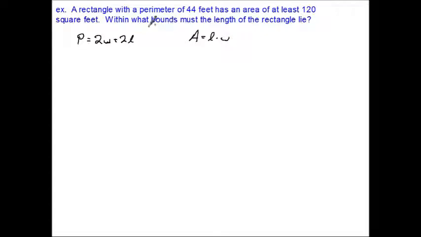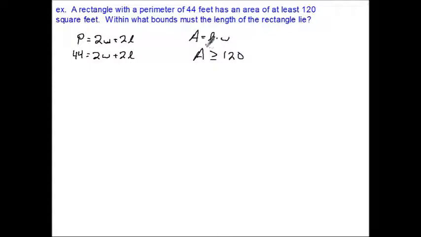Okay, now this does ask us about the length, and admittedly with rectangles, the length and width can be pretty much interchangeable, so just be cautious of that as we go through the problem. Okay, well, anyway, our perimeter is 44, and that's going to be 2W plus 2L. Alright, and well, that's as far as what we know so far. Let's go over to this area. We want the area to be 120 square feet at least, so that means we want our area to be greater than or equal to 120.